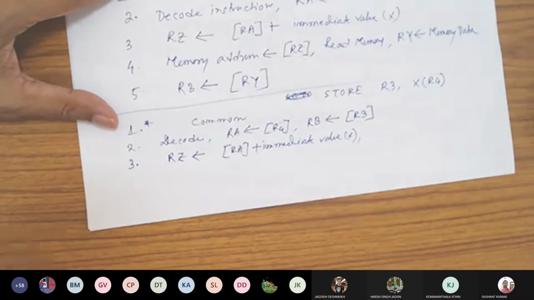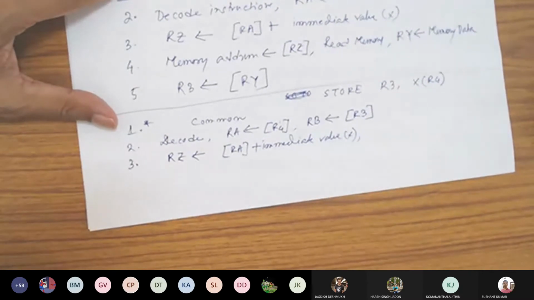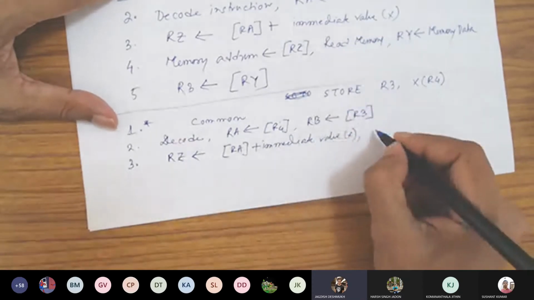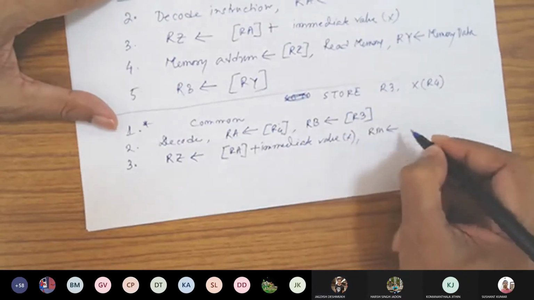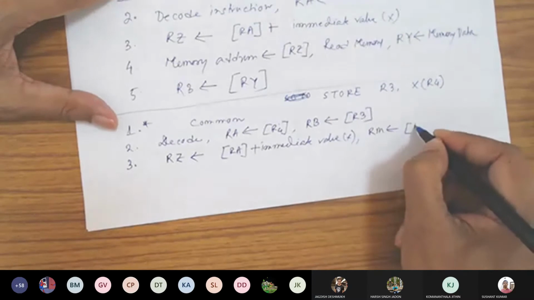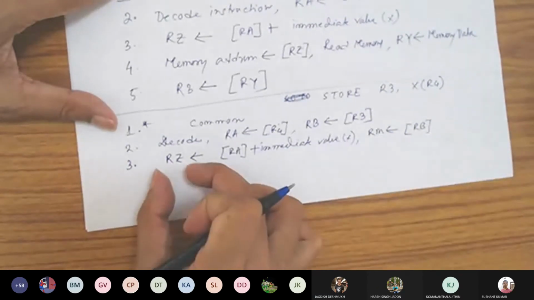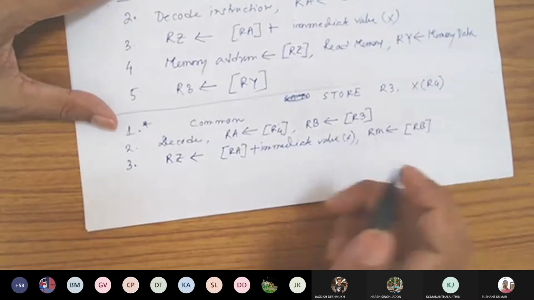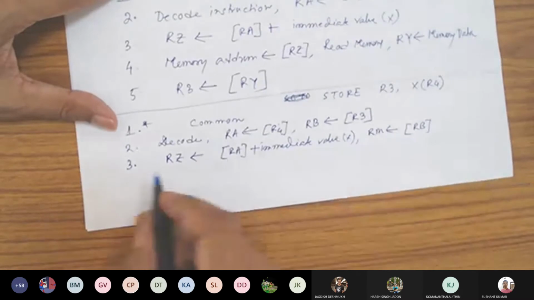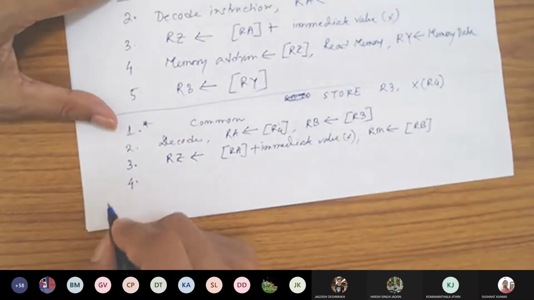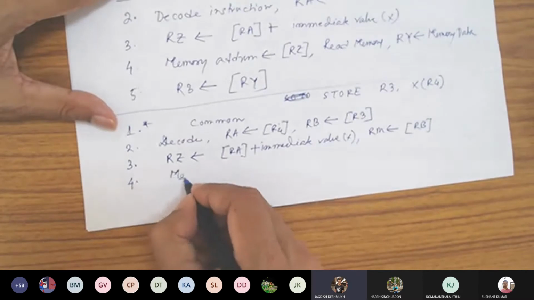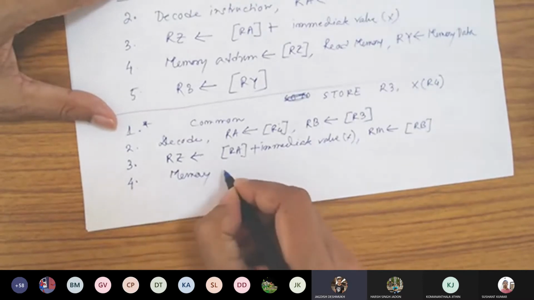Anything else to be done in this stage? RM takes RB. Yes, RM takes RB. So the data goes here, address gets here. So now your address is ready, data is also ready. The fourth stage is store memory signal.